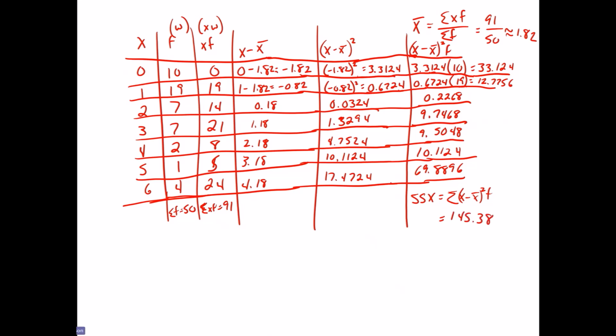All right, still with me? Did you add all of those up? Yep, I just added up the 33.124, 12.7756, all of those numbers in this last column to get this. And then that's our sum of squares. So it's really adding one extra step to finding the standard deviation, in that we have to account for how many data values we have.